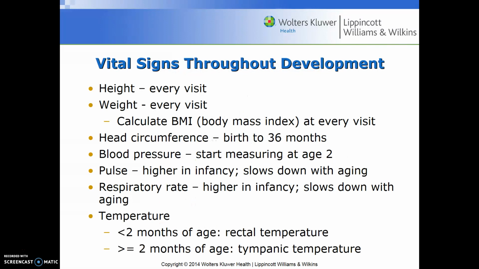So when we look at vital signs throughout development, we do a couple things that are unique when we're assessing infants and children and adolescents. We obtain a height at every visit, not just once a year or annually, weight at every visit, and it's very important to calculate BMI as an objective measurement to calculate that child's height-weight ratio. Head circumference is measured at each visit up until 36 months, and blood pressure assessment begins at age 2.